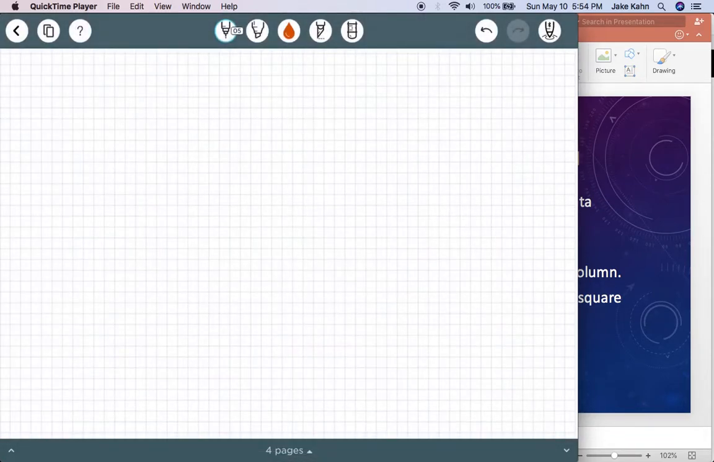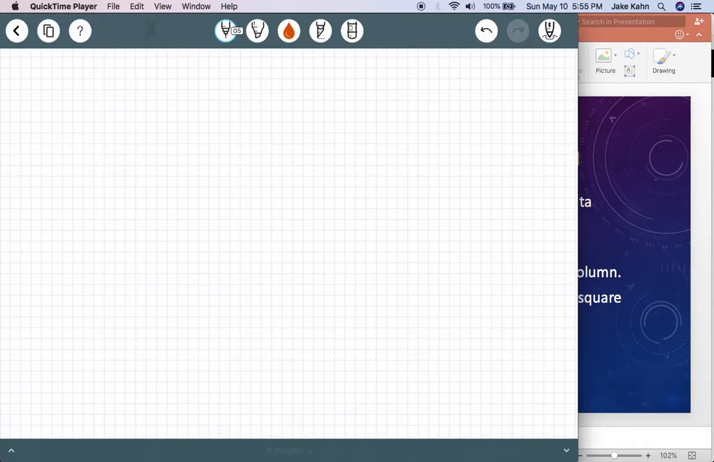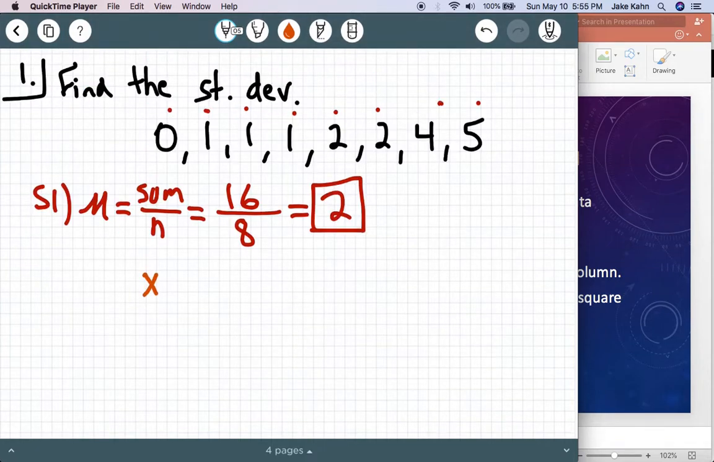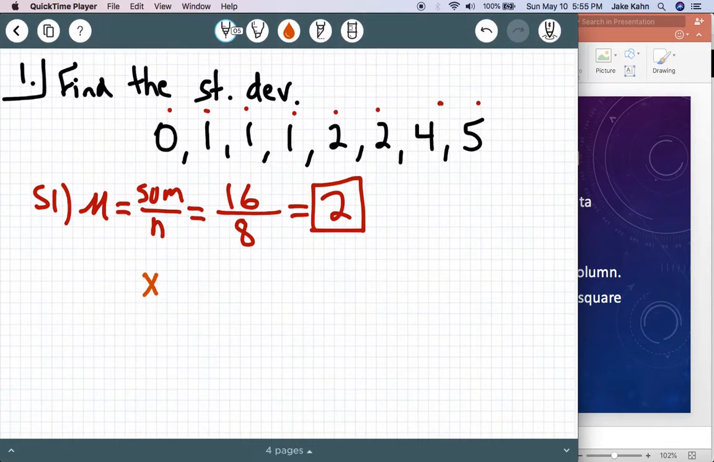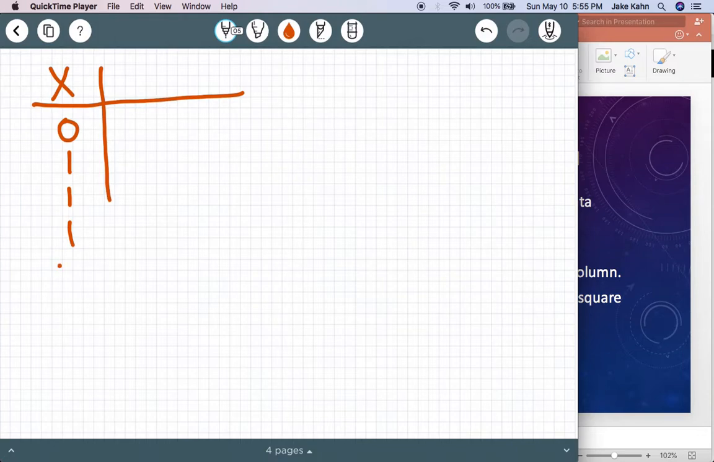All right, so step number 2, I'm going to create my list of values. It's a 2-column table. In the first column, I'm listing those values. So I have, let's see here, 0, 1, 1, 1. So my first column, 0, 1, 1, 1, 2, 2, 4, 5. All right. And then step number 3, we're done with step 2.